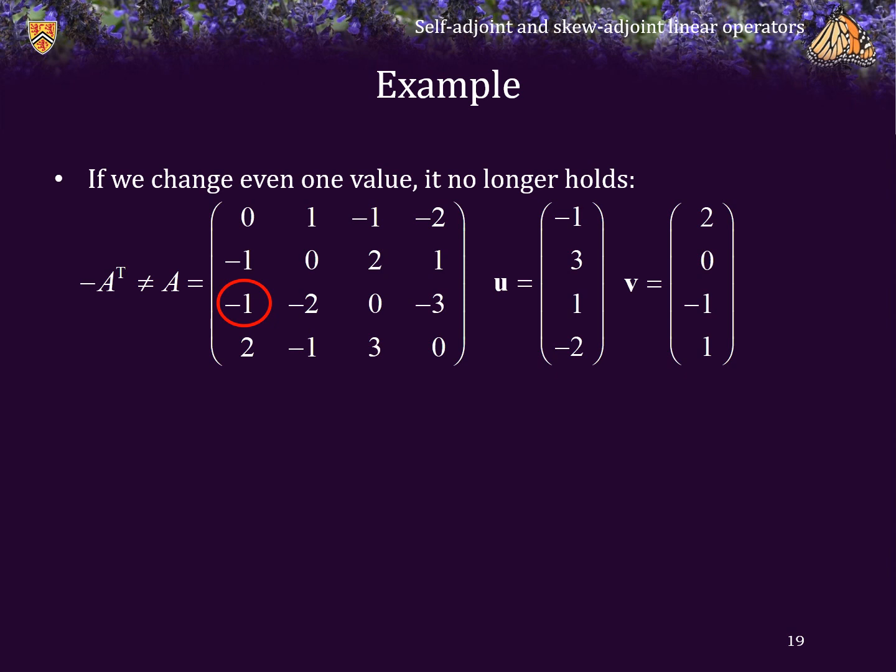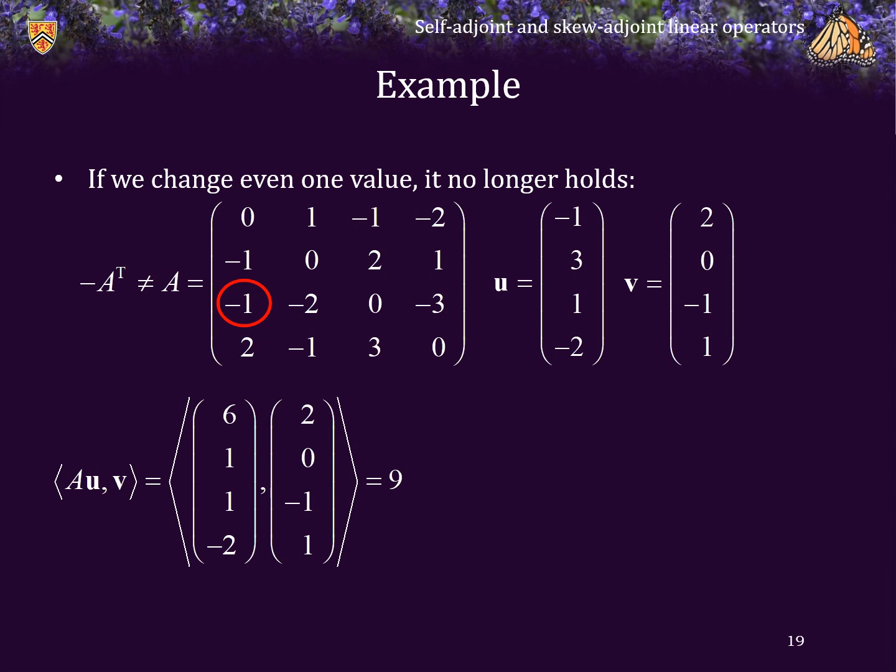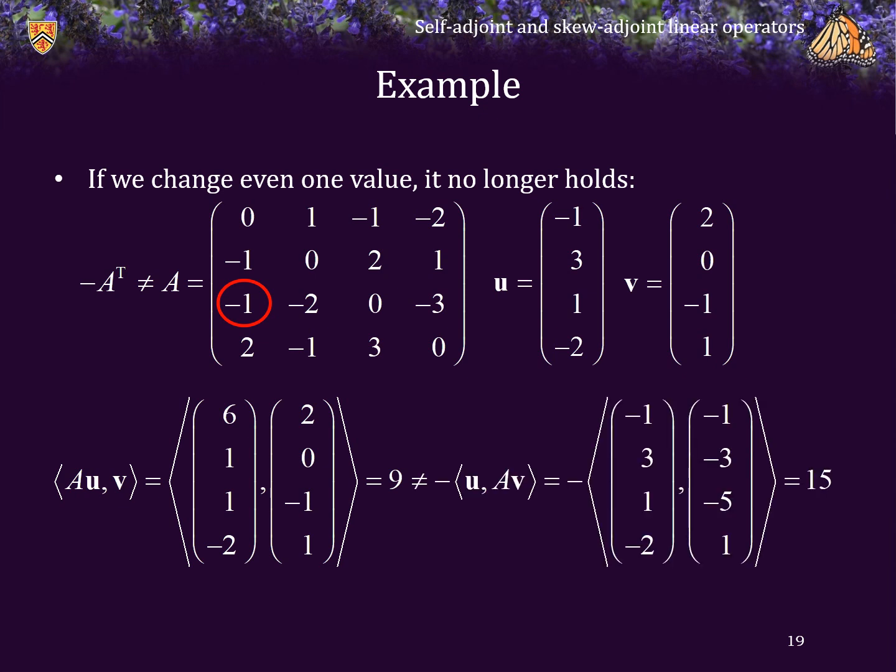Note if we change even one value in the matrix A so that it is no longer skew-symmetric, then if we calculate A times u, in this case getting 6, 1, 1, negative 2, and take the inner product of that and v, we get 9. This is not equal to the negation of A times v, which is negative 1, negative 3, negative 5, 1, and taking the inner product of u and that result, negating it, gives us a value of 15, which is not equal to 9.